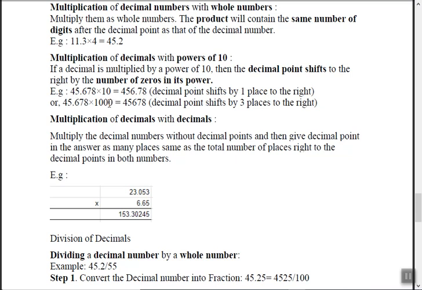Now here 45.678 into 1000. So it is 10 raised to 3. So it will shift 3 points, 3 places to the right. So it will be 45678, means 45,678.